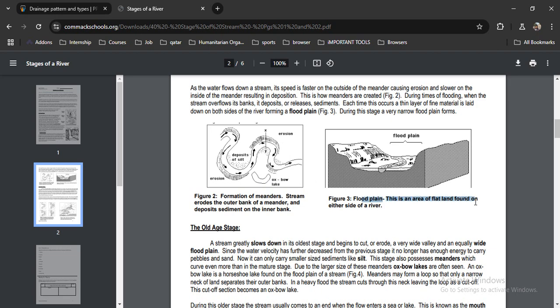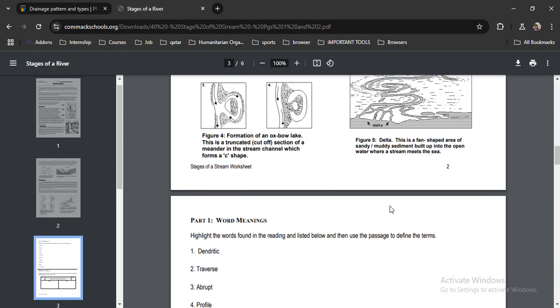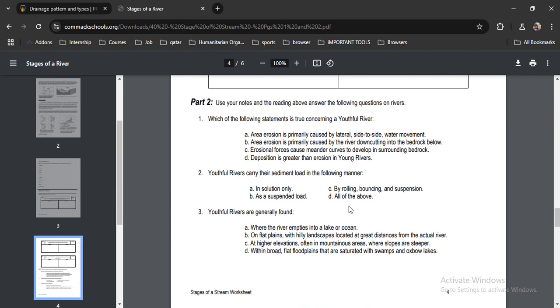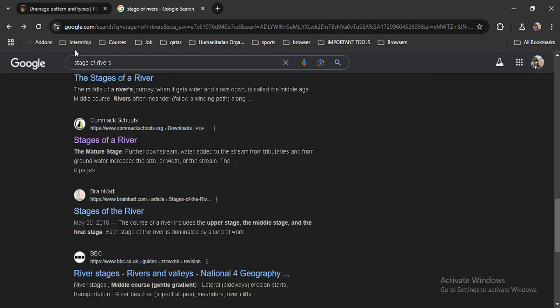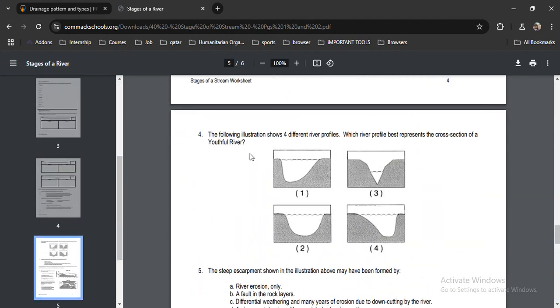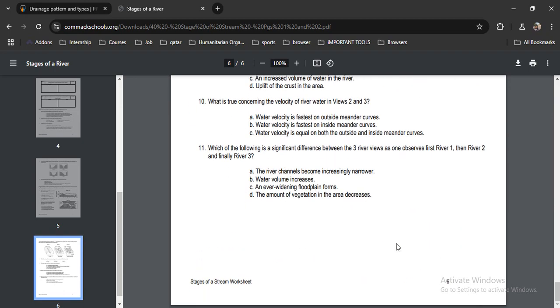A floodplain is an area of flat land found on either side of the river. So this is how it looks when it reaches the oldest stage. Okay, fine, understood. But what is at the end? I should go through all of them. Following illustration. This is perfect. Straight channel, narrow V-shaped valley, floodplain, winding channel, wider valley with sloping walls, oxbow lake, meandering channel, broad valley.